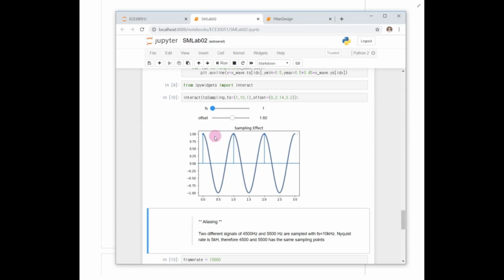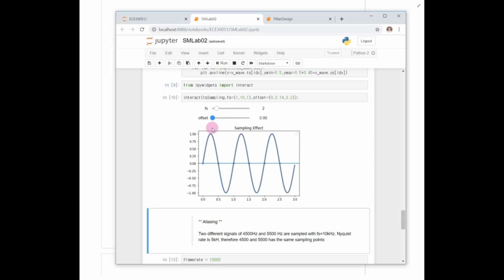Now if I take samples 2 times faster per period, it means the sample frequency is 2 times faster than the original sinusoidal signal. So first sample and second sample, and first sample and second sample. Every period we have 2 samples. In some offset cases, this can happen: every point sampled is 0.